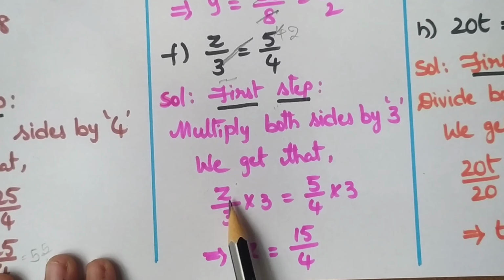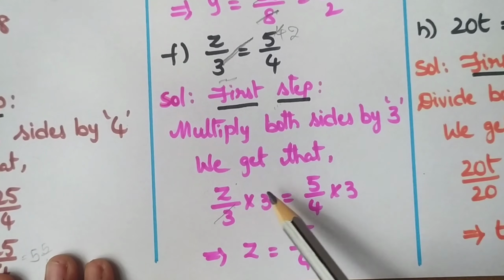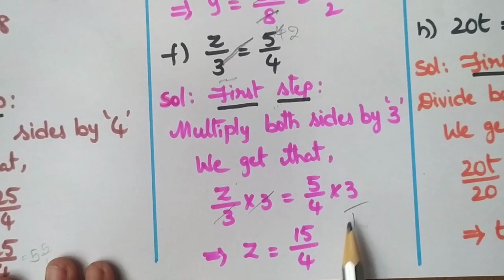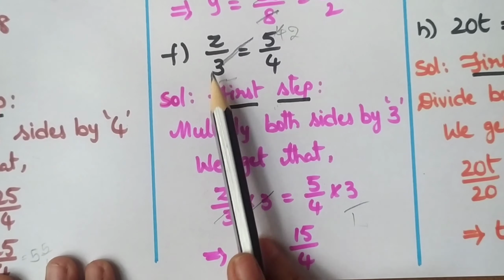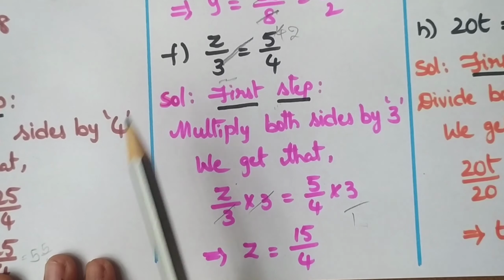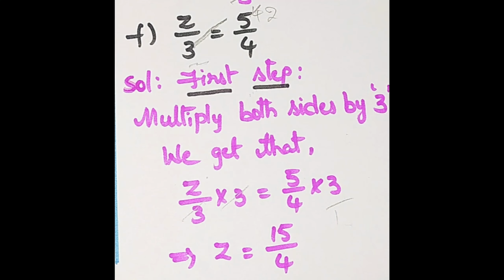Now z by 3 into 3, let us cancel 3 and 3. So here it is z is equal to 5 3s are 15. Here it is actually 3 by 1. So 5 3s are 15 by 4 into 1 is 4. Multiplying both numerators and denominators. Now z is equal to 5 3s are 15 by 4. Now z by 3 is equal to 5 by 4, where z is equal to 15 by 4 is the answer for this F bit.